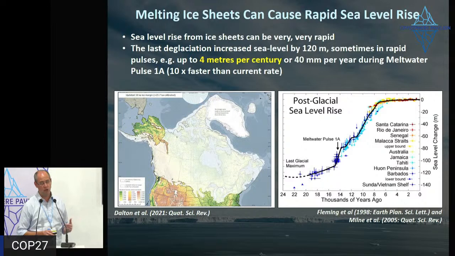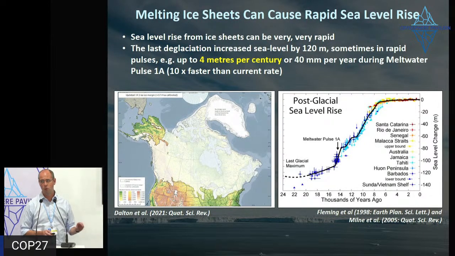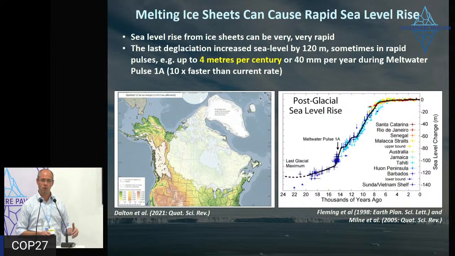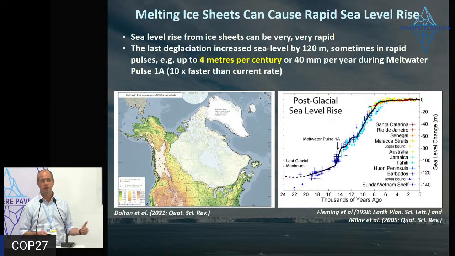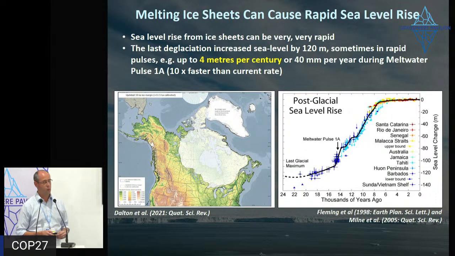And it's a really good example of how ice sheets can contribute to sea level relatively rapidly, because during the last ice age, about 20,000 years ago, when we grew ice sheets over North America and in Europe, but also Antarctica and Greenland expanded as well, we know that sea level was about 120 meters lower.